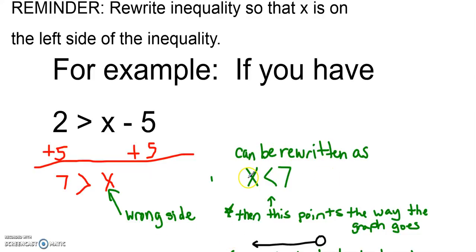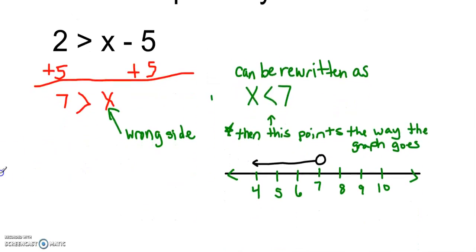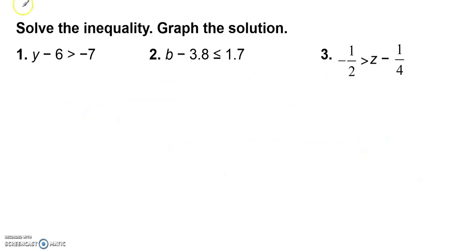So we rewrite it by saying x, put x there, and then it's less than, so we have to do less than 7. And then this points the wrong way. This points the way the graph should go. So the point is going this way, which is the way the graph should go. Okay? Just a little trick you might want to keep in mind.